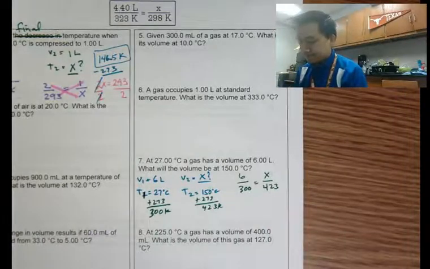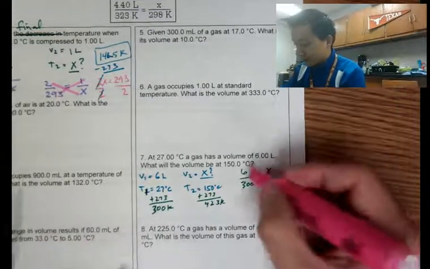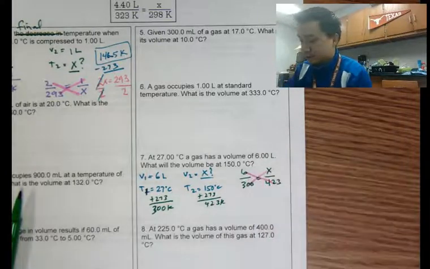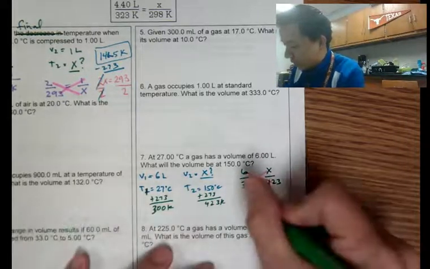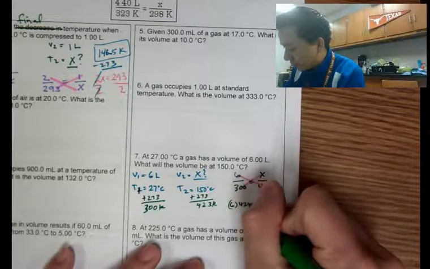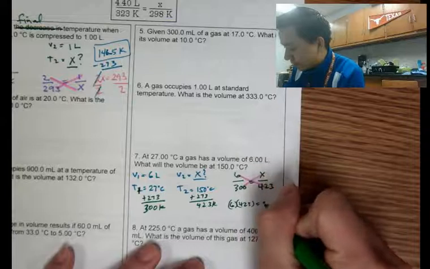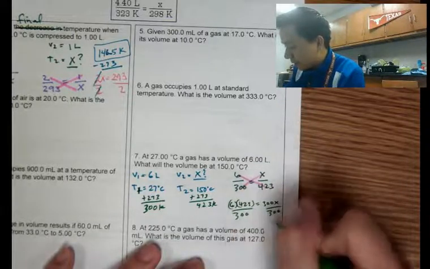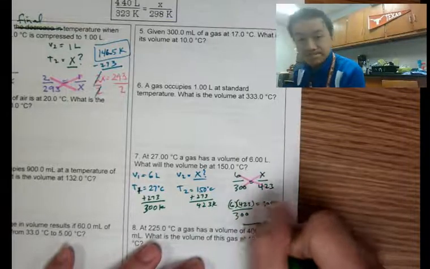Okay. So now I cross multiply here. Cross multiply there if you want to. Just because that's how we do that. 6 times 423 equals 300x. Divide both sides by 300 now. And you get your x, which is your volume in liters.